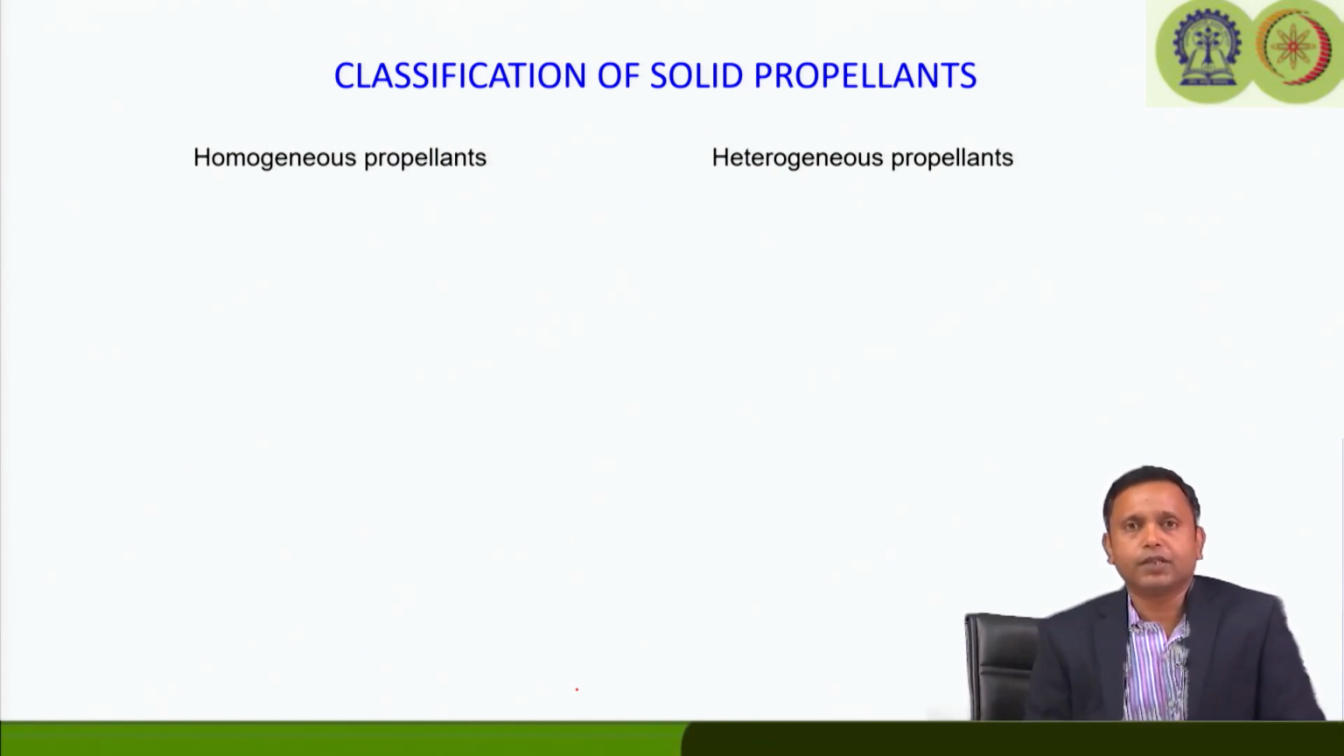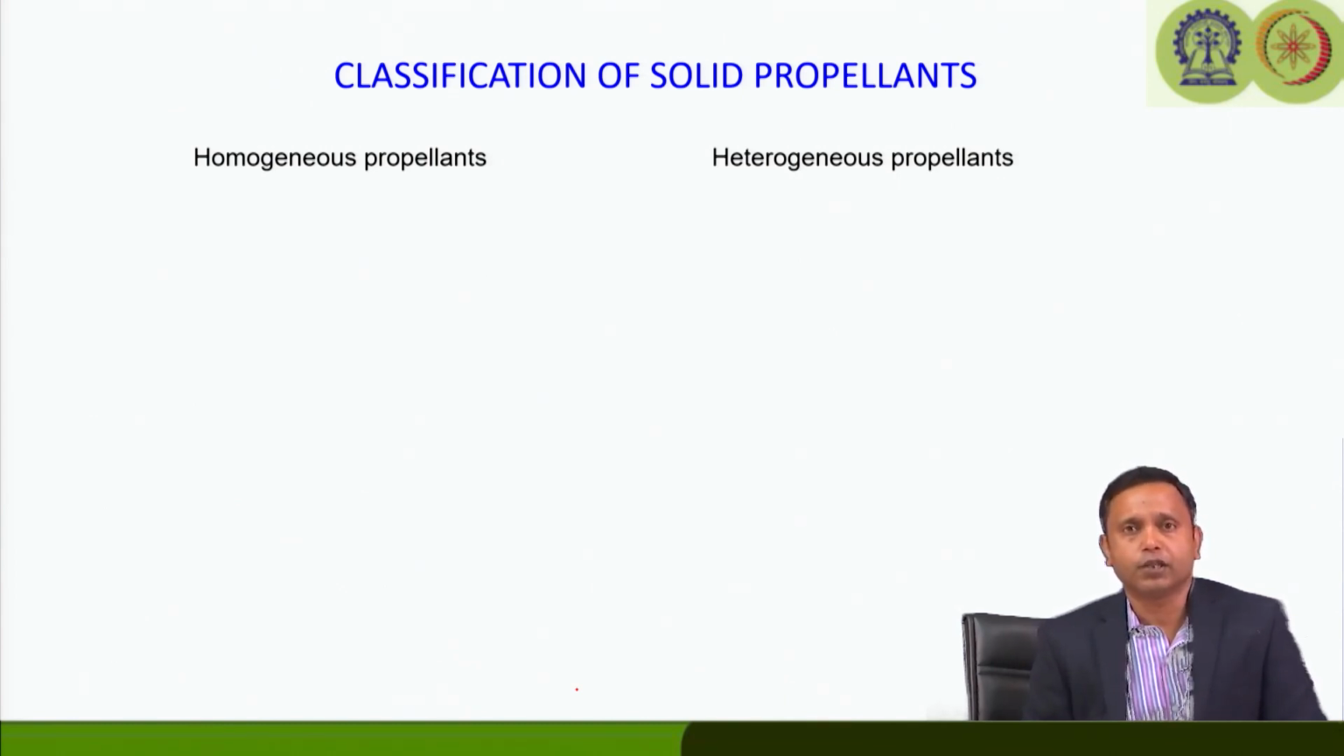Now, let us talk about the classification of solid propellants. Mainly the solid propellants are classified into two: homogeneous propellants and heterogeneous propellants. This is based on the mixing properties of the propellants. Homogeneous propellants, as the name suggests, have ingredients that are intimately mixed, whereas in case of heterogeneous propellant, the ingredients are not intimately mixed, rather they coexist together, and you can see the properties individually.